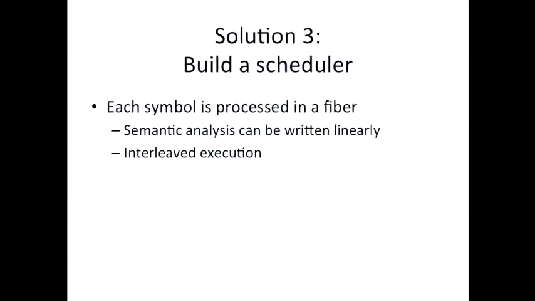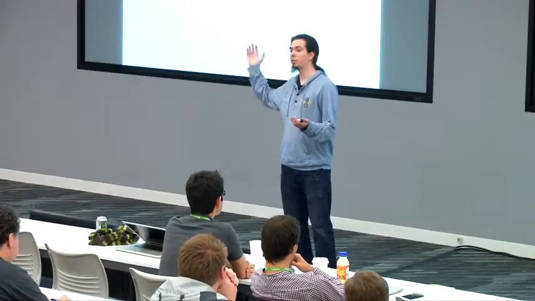So each symbol is processed in a fiber. So the semantic analysis can be written linearly. And then you say, I require that stuff. The scheduler can then stop the fiber that is not ready, interleave some other computation, and restart at the point where we were. That makes it very convenient to write semantic analysis. Because then you don't need to have many different functions that will analyze bits and bits and bits of a different node. You can just have your stuff, like to analyze my node, I need to do that, and that. Boom, done. And the scheduler will interleave the processing as appropriate.